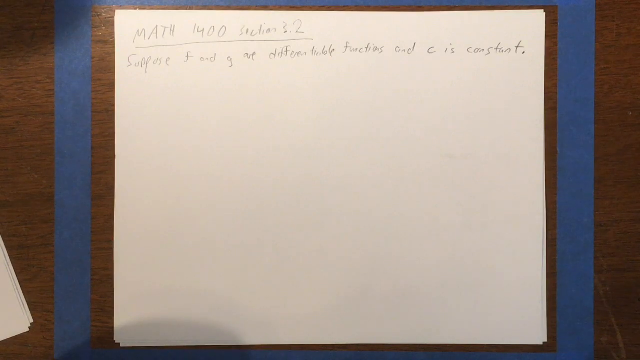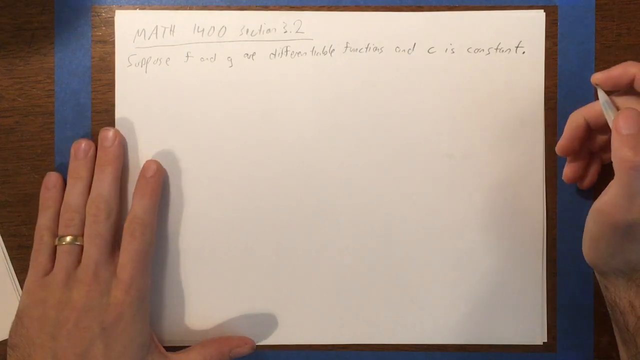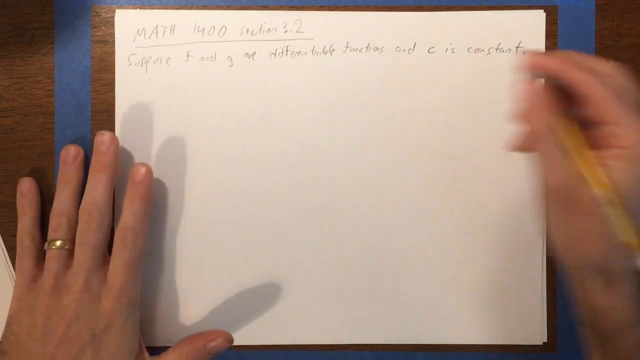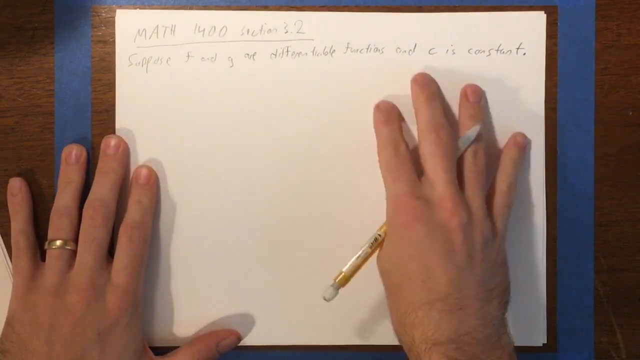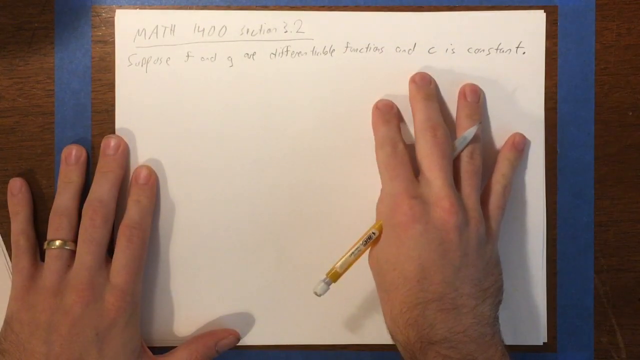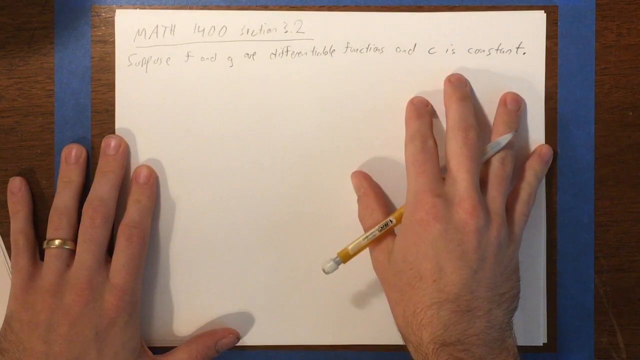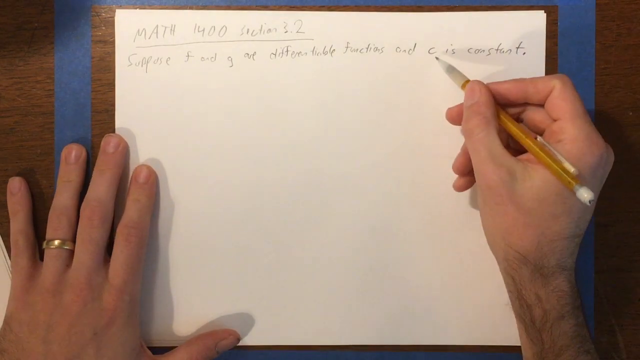So what we're going to do is look at some generic situations with some arbitrary, unspecified functions, and then try to use the limit idea to come up with a rule that we can then apply to help us do derivatives much more quickly and easily. So the first one, first of all, we're supposing that we have two functions f and g which are differentiable. And we're going to have c represent some arbitrary constant.